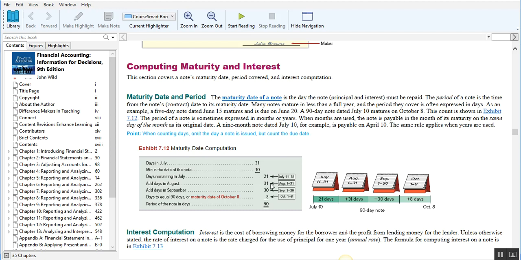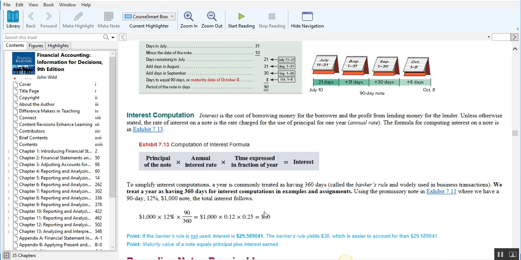We're going to add to that the 31 days that are in August and the 30 days that are in September. Now, when we add these three numbers up, we get 82 days. So that means that when we cross into October, we only need 8 more days to get to 90. So we're going to say that the maturity date should be October the 8th because it's due in 90 days. When we put the 8 in here and add those up, we get the 90 days for the note.